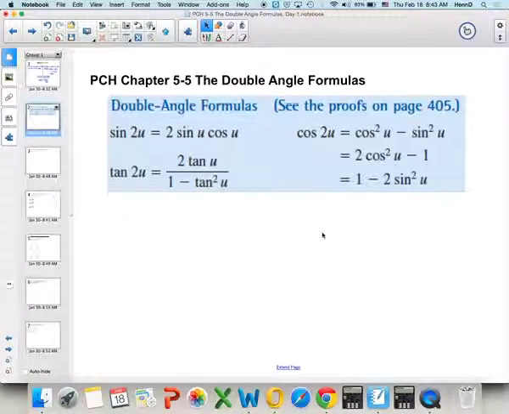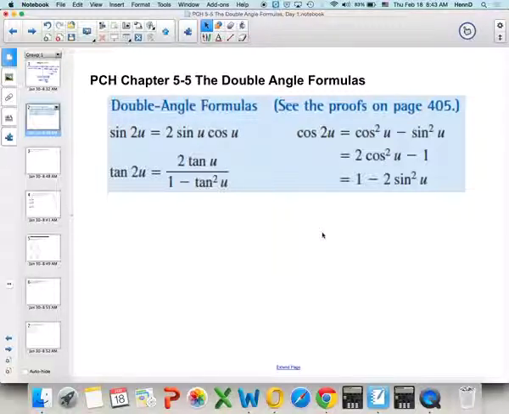So there are our double angle formulas. Any questions on how we got these or what these mean? Pretty straightforward, right? It's just another set of formulas. And the nice thing is, even if you don't remember what one of these is, if you know your sum formulas, they were pretty easy to derive, so we can figure these out.